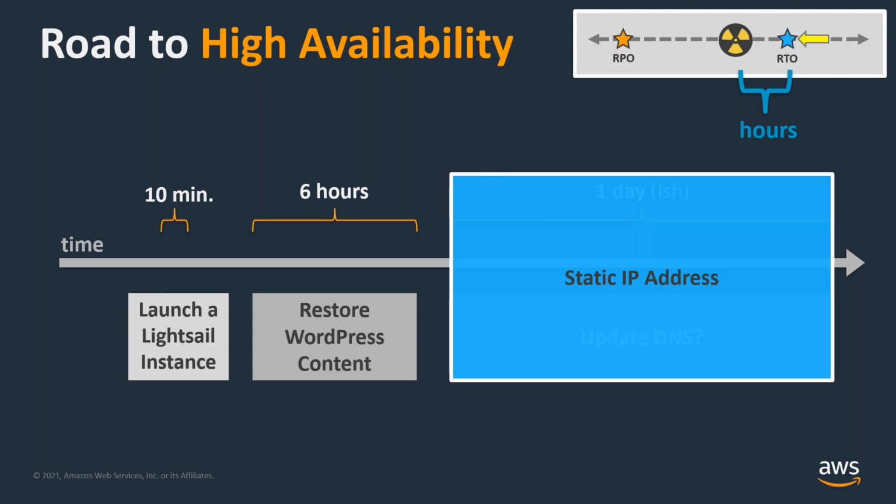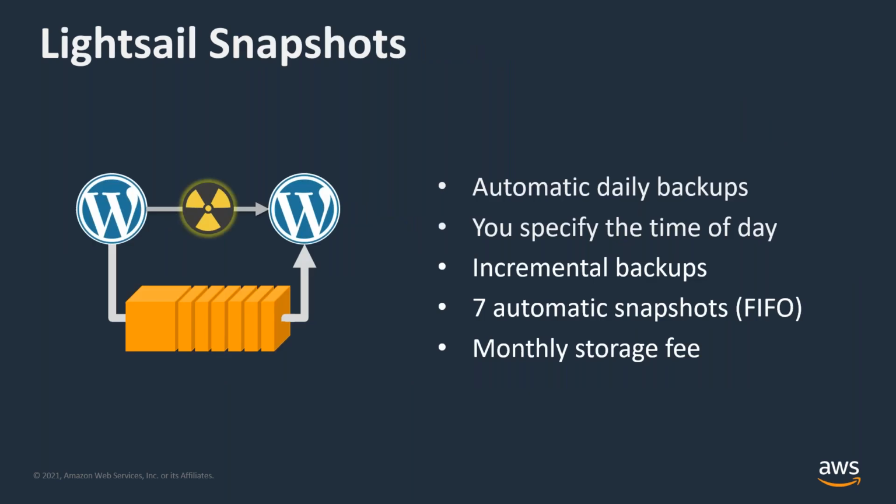So really the question is, what can I do to speed up restoration of my WordPress instance and content? Instead of having to go in and manually restore this instance, or even use a plugin to restore this instance, what can I do? Well, I can use Lightsail Snapshots. Lightsail Snapshots provide you with automatic daily backups of your Lightsail instances. You specify the time of day. You may choose to do it at 2 a.m. in the morning. It doesn't affect the availability of your instance while this happens.